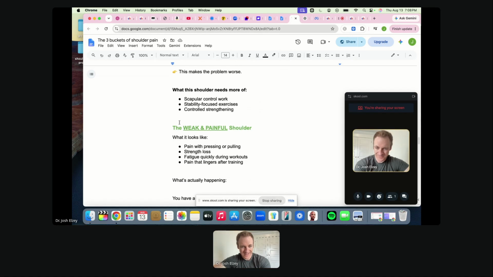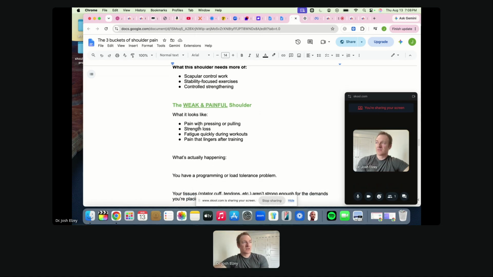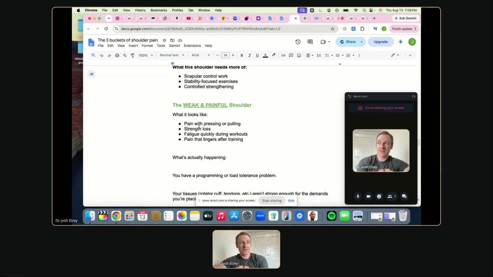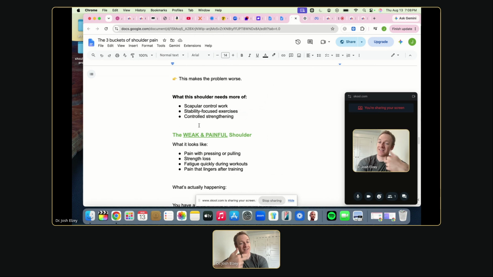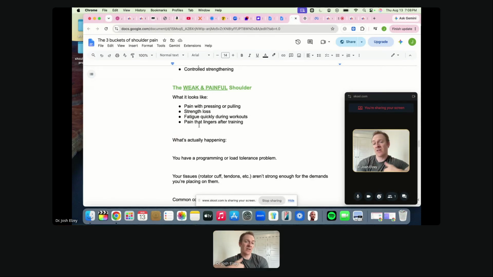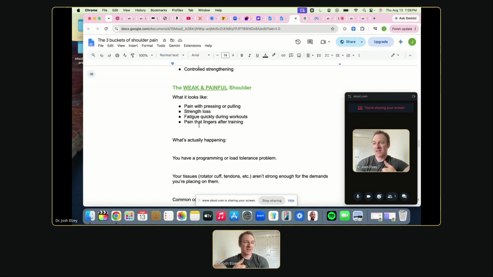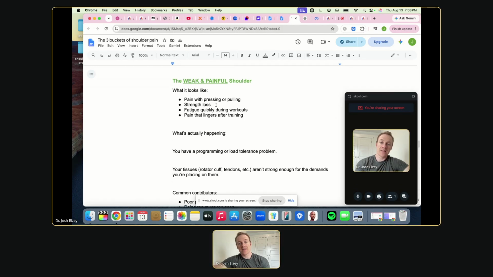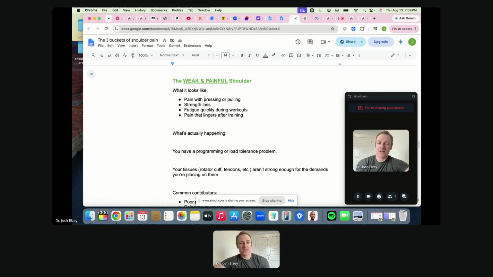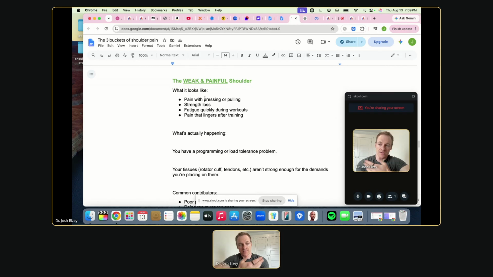More stability work. The weak and painful shoulder could be because you have skipped this part. You've skipped the stability part, and now you've sensitized your shoulder. You've pissed it off. It's all flared up. And now you're stuck in a recurrent pain cycle, right? Now you're dealing with a sensitivity issue because you have heightened the sensitivity of the nerves in that region of your body. So what does this look like? Obviously, pain, right? Strength loss due to pain. Pain will inhibit muscles, right?